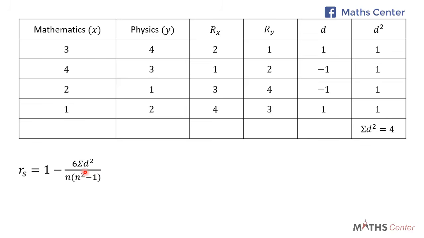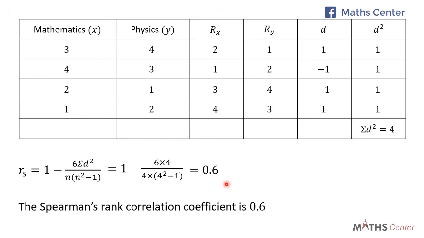So you substitute that into the formula. When you do that, we have 1 minus 6 times 4 divided by 4 times 4 squared minus 1. And this gives us 0.6. So it means that for the data set given to us, the Spearman's rank correlation coefficient is 0.6.